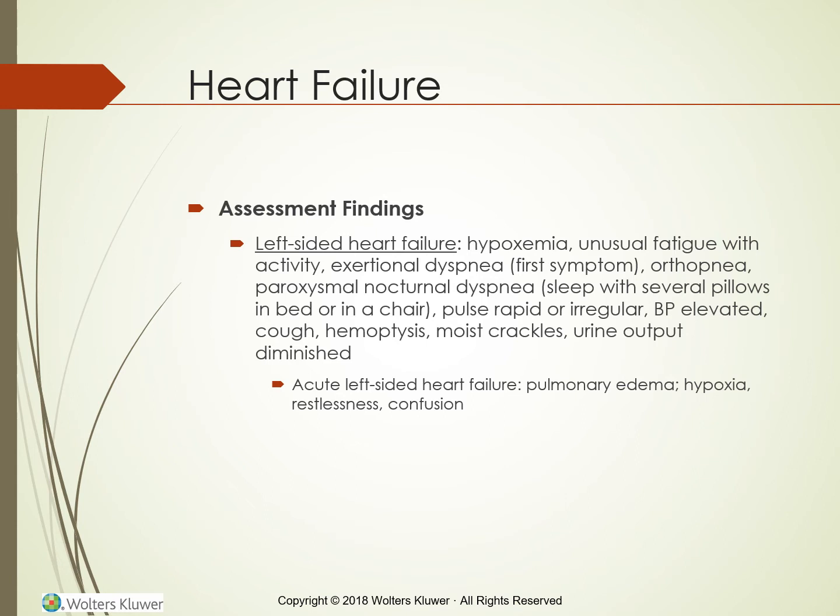The pulse may be rapid or irregular. Blood pressure may be elevated from sympathetic nervous system stimulation. A cough, hemoptysis, blood-streaked sputum, and moist crackles on auscultation are the typical respiratory findings. Urine output is diminished. If acute left-sided heart failure with pulmonary edema develops, the client suddenly becomes hypoxic, restless, and confused. Early symptoms of heart failure in older adults can present differently than in younger adults and include fatigue, confusion, anxiety, dyspnea on exertion, worsening renal function, or other comorbidities.